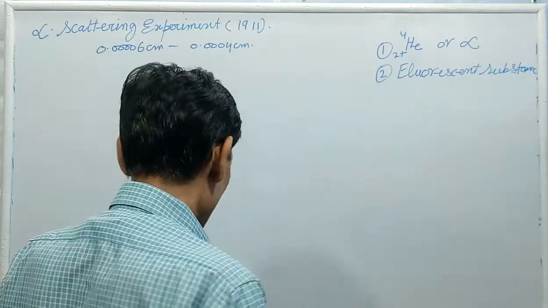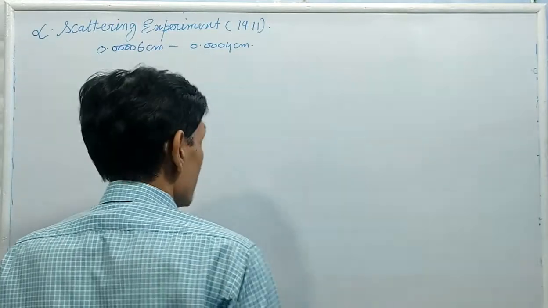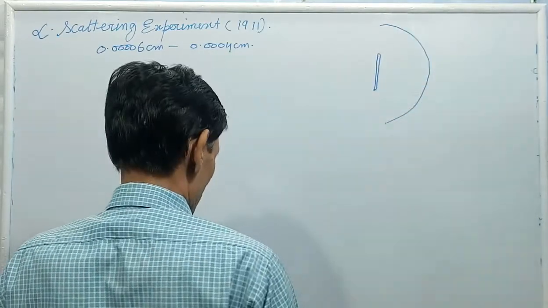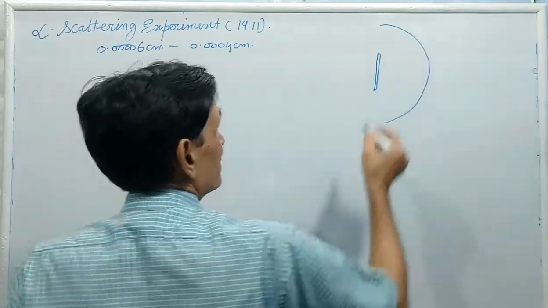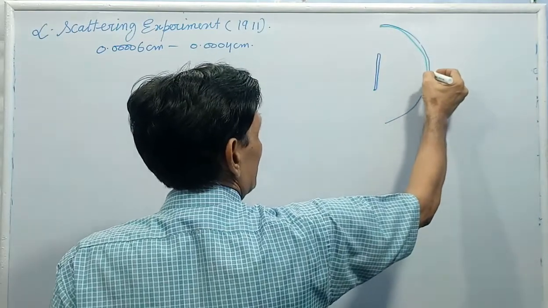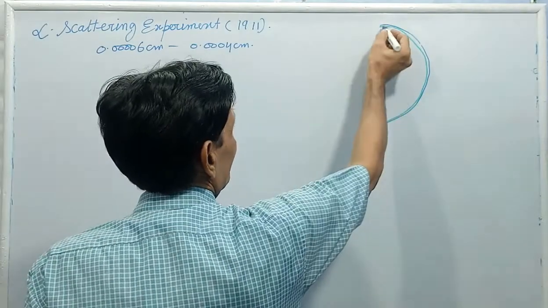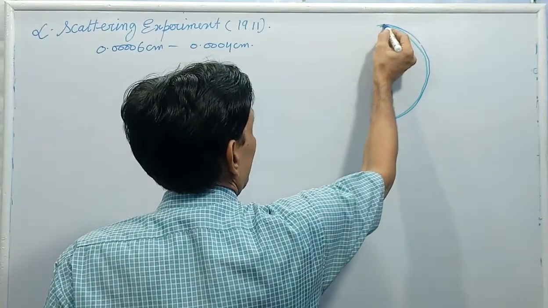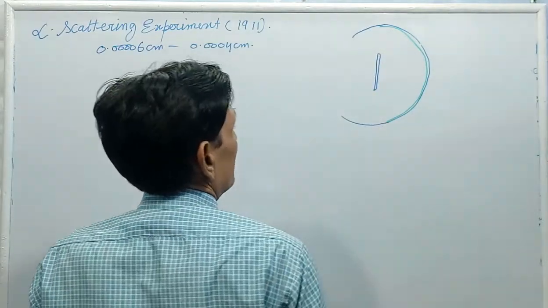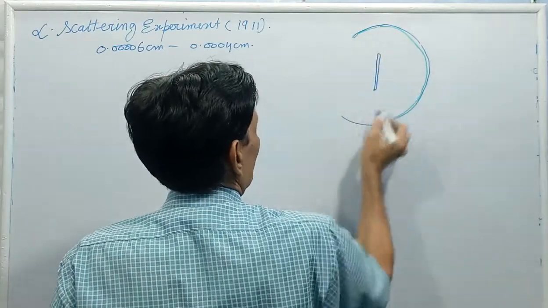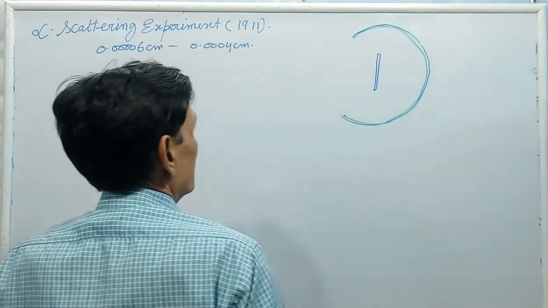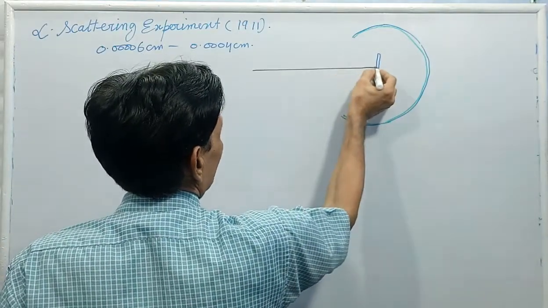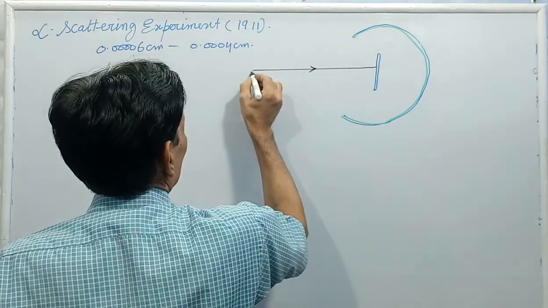Now see, the experiment was like that. Here first, suppose this is a gold foil, and this gold foil was surrounded by a screen. The screen was coated with zinc sulfide, a fluorescent material. Now he bombarded this gold foil with alpha particles. These are alpha particles, coming from a radioactive substance.